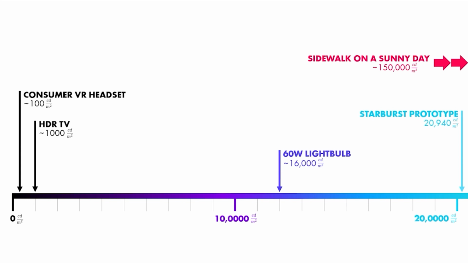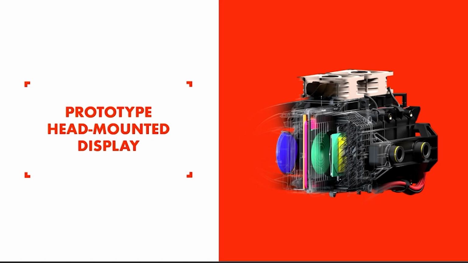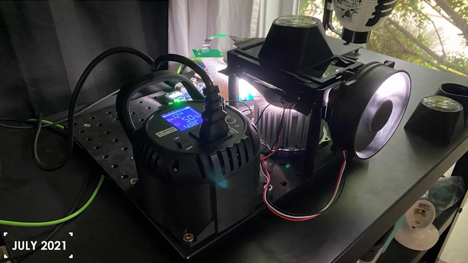What we've done here to enable this project is to build a prototype hardware that we called Starburst that achieves over 20,000 nits peak luminance. So I'll briefly describe how we built this hardware before we get into how we used it. This has been an ongoing project for several years now, but the current architecture of this headset really came together about a year and a half ago.